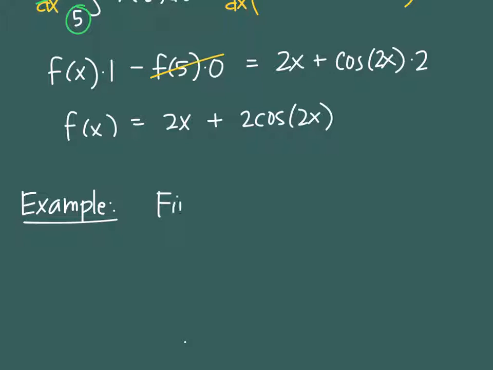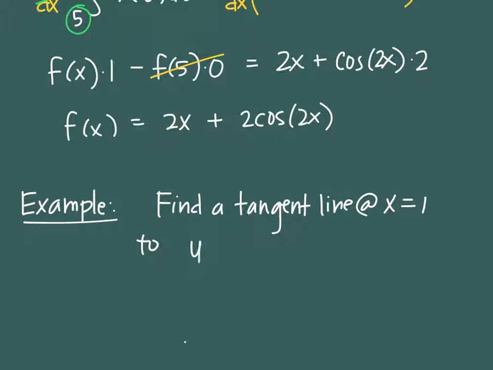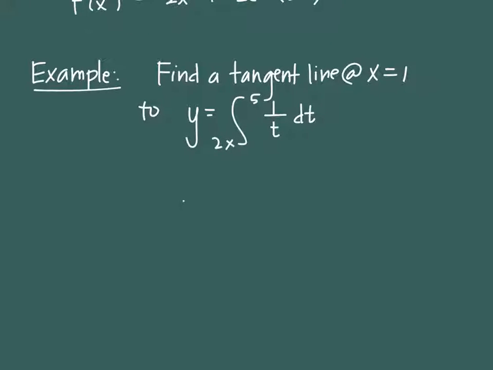All right, find a tangent line at x equals 1 to the equation y equals the integral from 2x to 5 of 1 over t dt. All right, this is kind of a blast to the past. What do we need to have to find a tangent line? What, two things? A slope and the point.